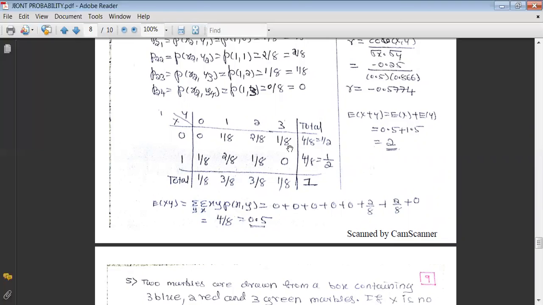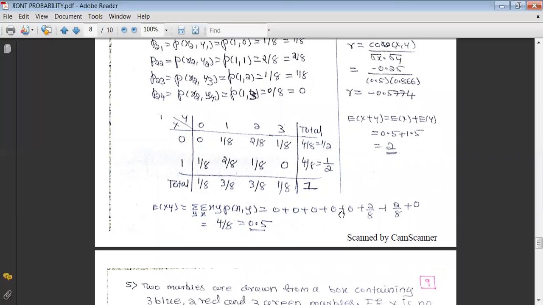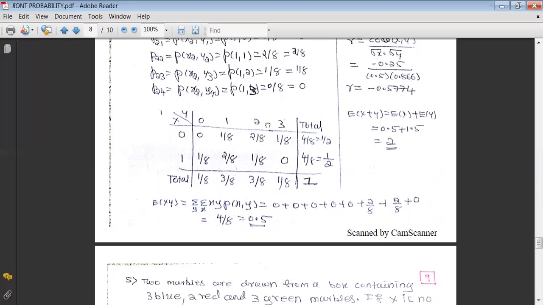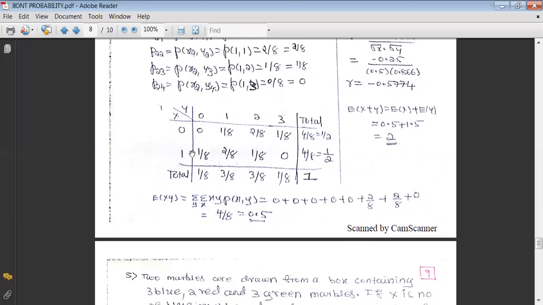This into this, that is 0, this into this, that is 0. Okay, now 1 into 1, 1 into 2 by 8, that is 2 by 8, that is 1 into 2, that is 2, 2 into 1 by 8, that is 2 by 8, that is 1 into 3, 3 into 0, that is 0. And if you add these, that becomes 4 by 8, that is 0.5.